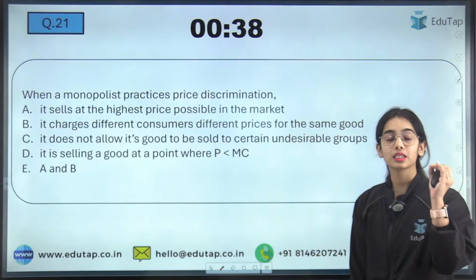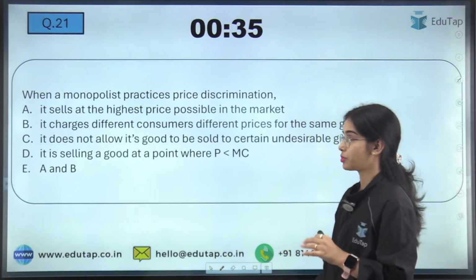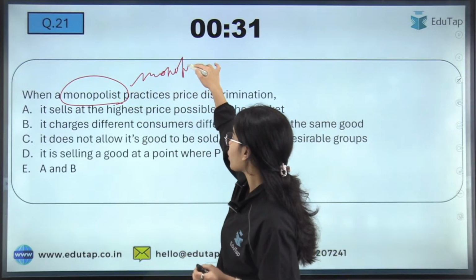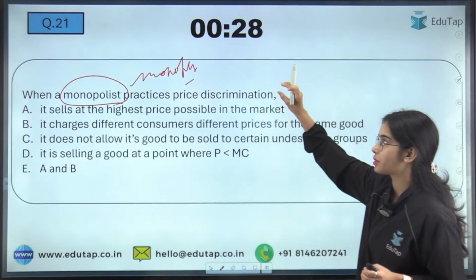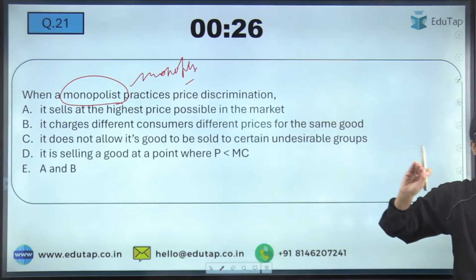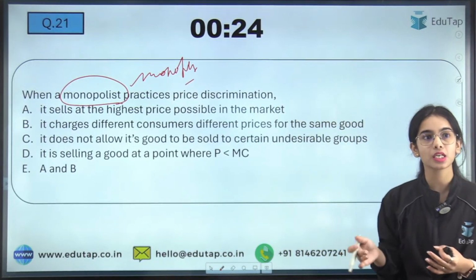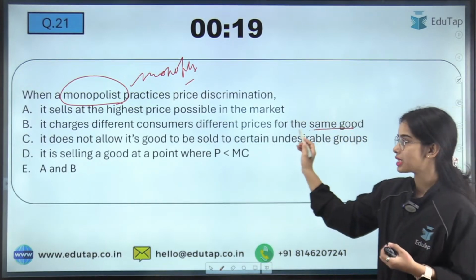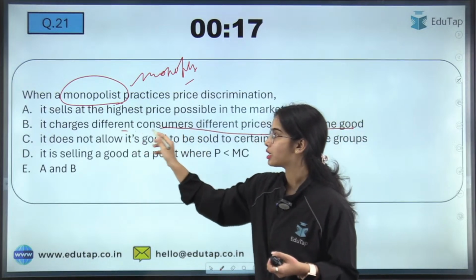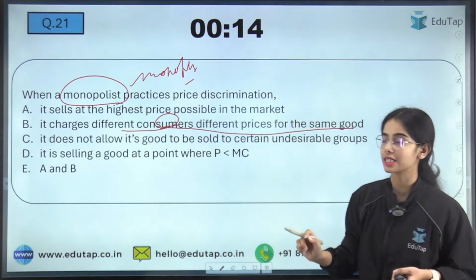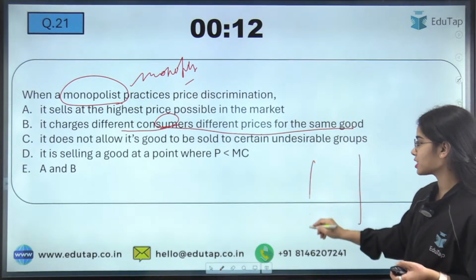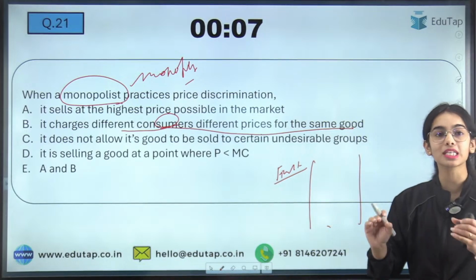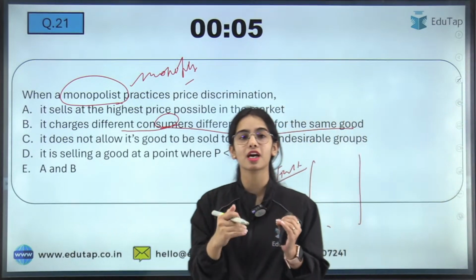When a monopolist practices price discrimination. Here we are talking about a monopolist, that is monopoly. If the monopolist is practicing price discrimination, it means that the monopolist charges different consumers different prices for the same good. So here B seems like the correct answer, that different consumers are paying different prices, and there are 3 degrees of price discrimination. First degree is the highest price discrimination, where the consumers have to pay the highest price that they are willing to pay.